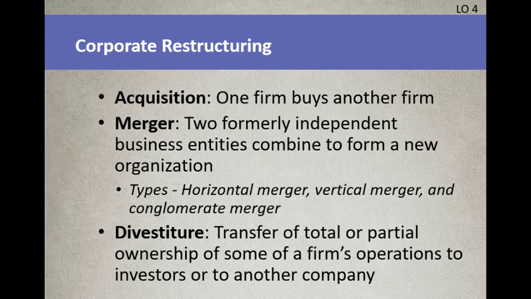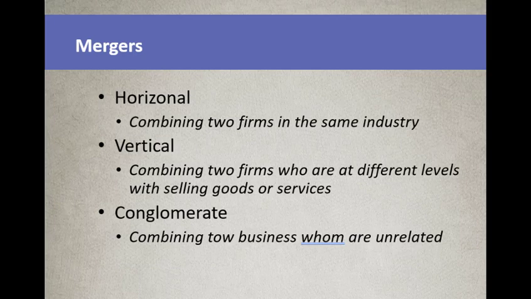With mergers and acquisitions, divestiture, they're one and the same. They're close to one another. Acquisition just buys another firm, and a merger is two formerly independent businesses to form a new one. There are a couple different types of mergers. This next slide sort of explains the difference between the two.